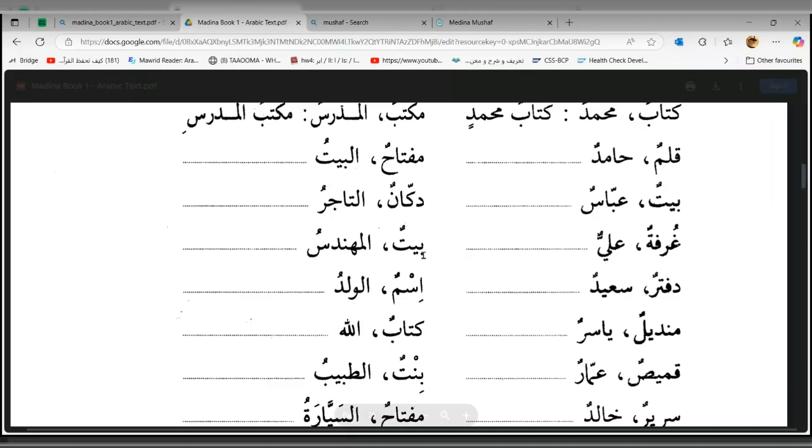Then we have Baytun and Al Muhandisu. So what would that be? Baytul Muhandisi. Be careful with your ha because it's sounding like ha. It's Muhandisi.